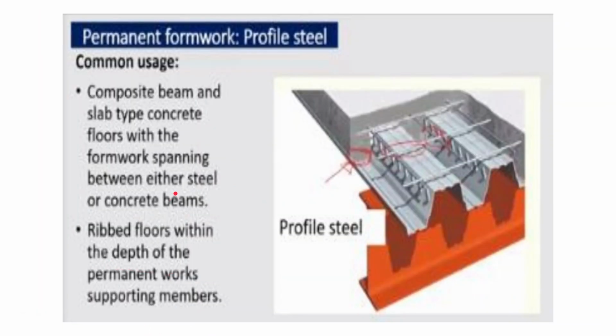So if we now see what its common usage is, let us firstly go for profile steel. Profile steel is used in composite beam and slab type concrete floors, with the formwork spanning between either steel or concrete supporting beams, and they are roof floors within the depth of the permanent works. And this is the schematic diagram of profile steel.